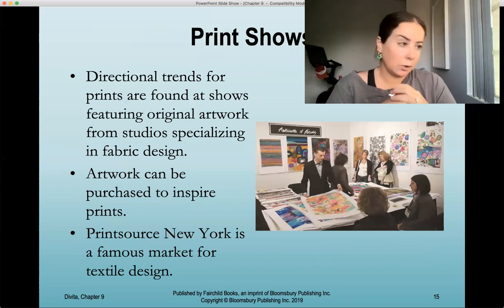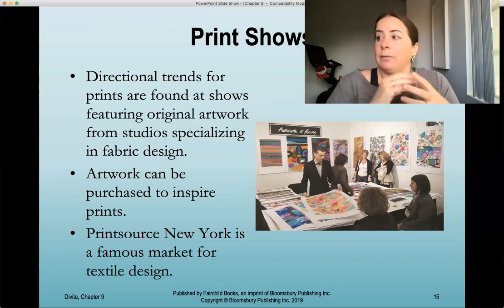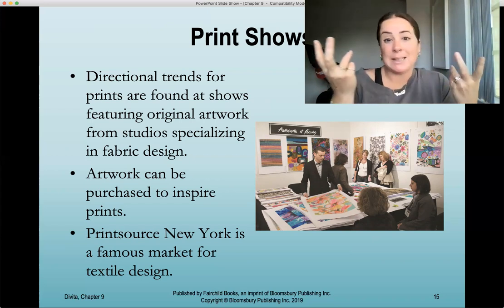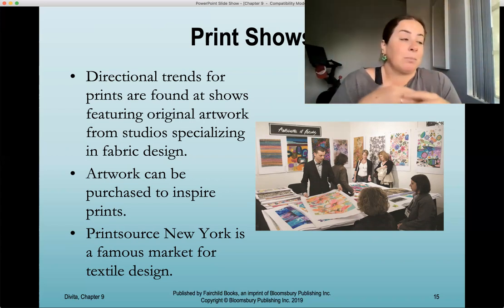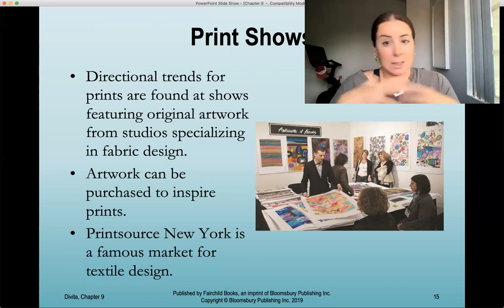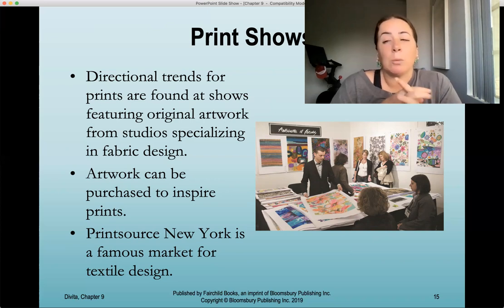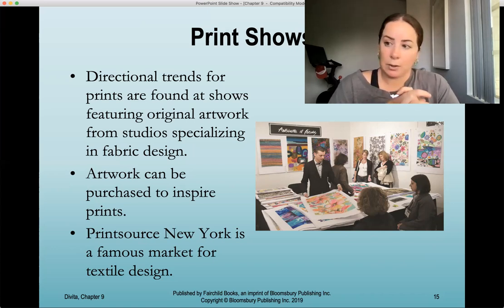Let's talk about print shows. There was just one actually in downtown LA that I went to with another one of my schools. Really, really fun to see all of these people showing different prints. They're basically artists producing prints or artwork that can be purchased by fashion companies, big brands or small brands, doesn't matter, so that you can incorporate that in your textiles. Directional trends for prints are typically found at shows featuring original artwork from studios or specific artists specializing in fabric design. Artwork from these artists can be purchased to inspire your future prints for your designs.